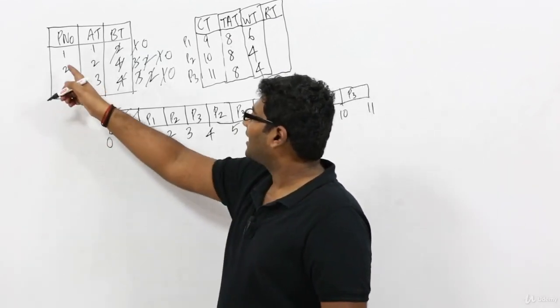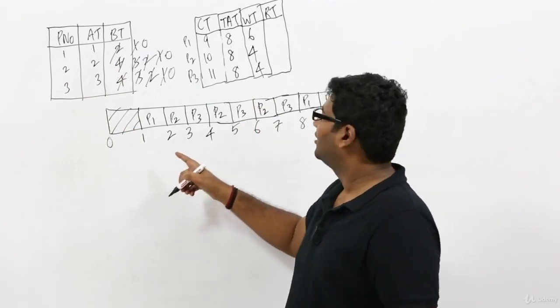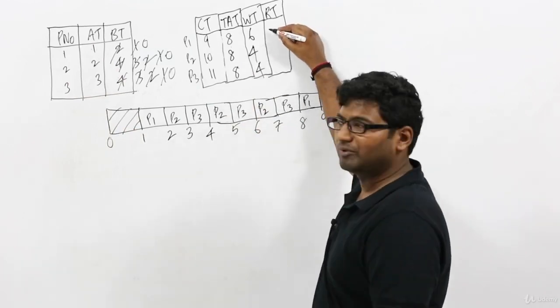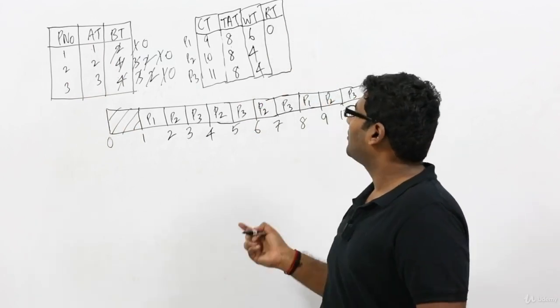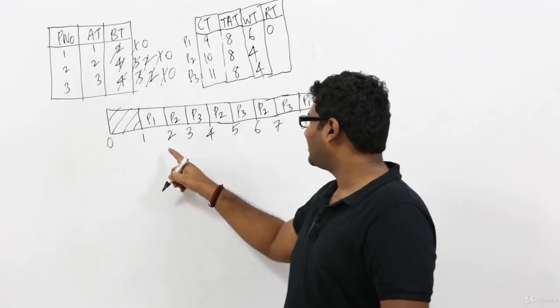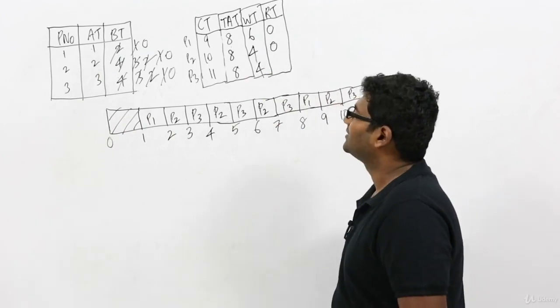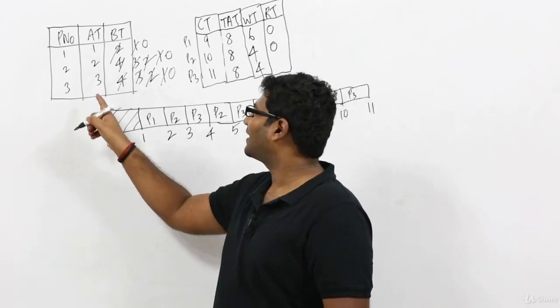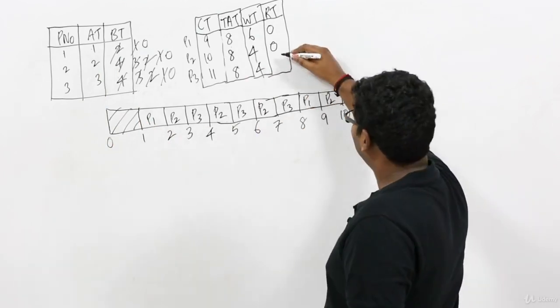Now P1 has arrived at time unit 1 and it got the CPU at time unit 1 itself, which means its response time before getting the CPU for the first time is 0. Now coming to process P2, it came to the RAM at time unit 2 and it got the RAM immediately at 2, so its response time is again 0. Same is the case for process P3. It came to the RAM at time unit 3 and it got the RAM immediately at 3, so its response time is 0.